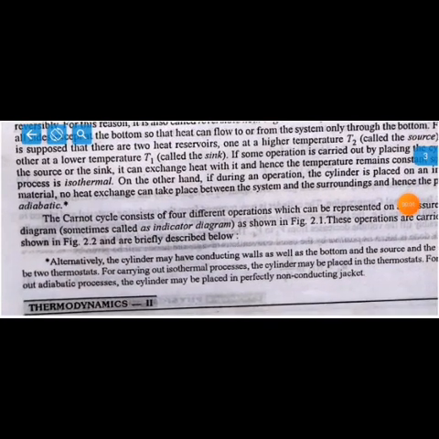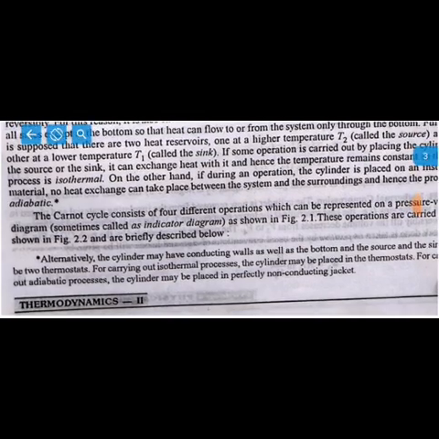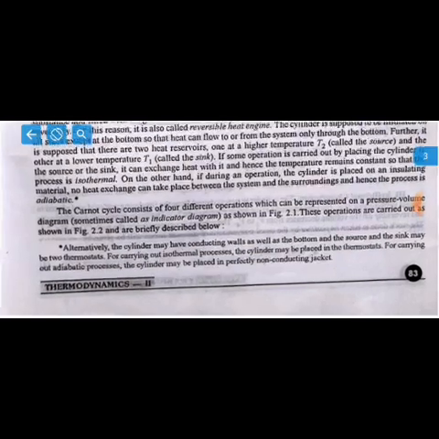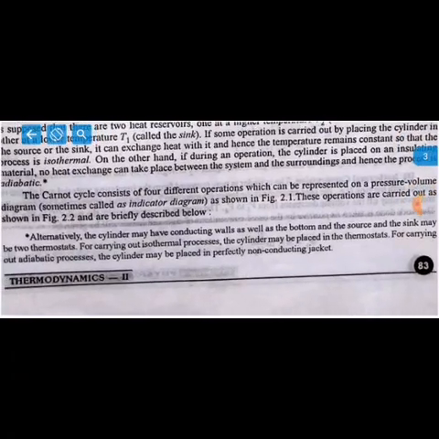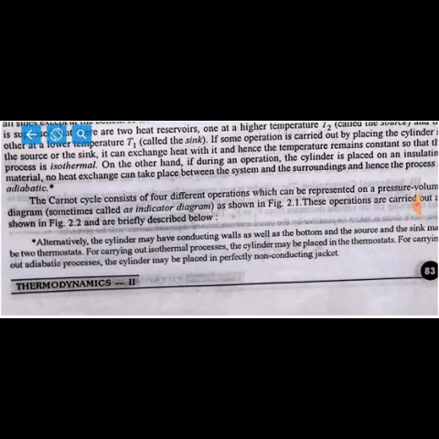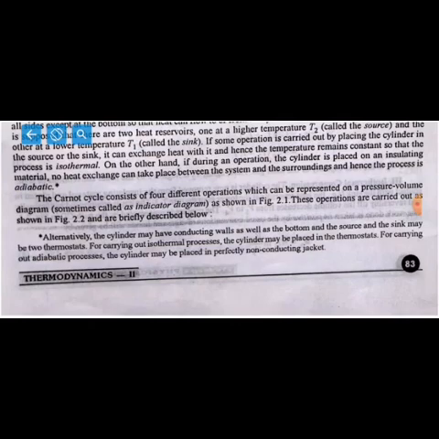The Carnot cycle consists of 4 different operations which can be represented on a pressure-volume diagram, sometimes called an indicator diagram, as shown in figure 2.1. These operations are carried out as shown in figure 2.2 and are briefly described below. Alternatively, the cylinder may have a conducting wall as well as the bottom, and the source and the sink may be two thermostats. For carrying out an isothermal process, the cylinder may be placed in the thermostat. For carrying out an adiabatic process, the cylinder may be placed in a perfectly non-conducting jacket.